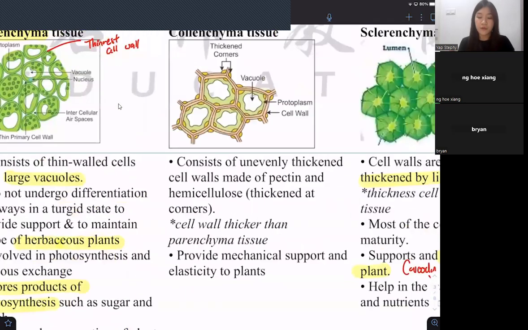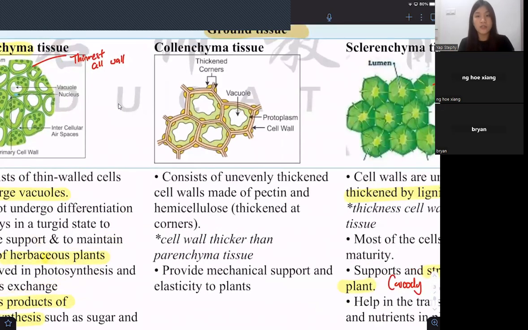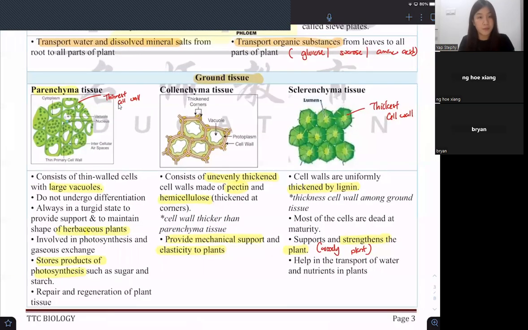Okay, and then for the collenchyma tissue, this one is thicker than the parenchyma. For this one, you can see the keyword: unevenly thickened by pectin and hemicellulose. So it can provide mechanical support and elasticity to the plant. Yeah, like this. So the strongest one is the sclerenchyma. The weakest one is the parenchyma. The parenchyma has another function, which is to store the products of photosynthesis. And the collenchyma is in the middle. Okay, yeah, like this. So this is an example for the permanent tissue.